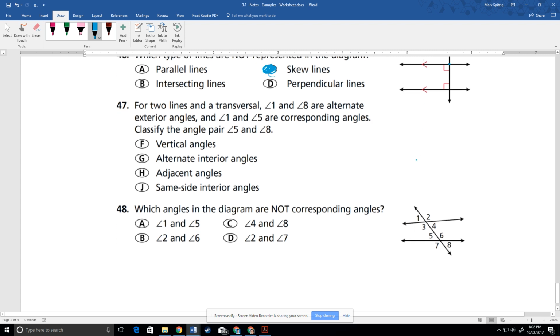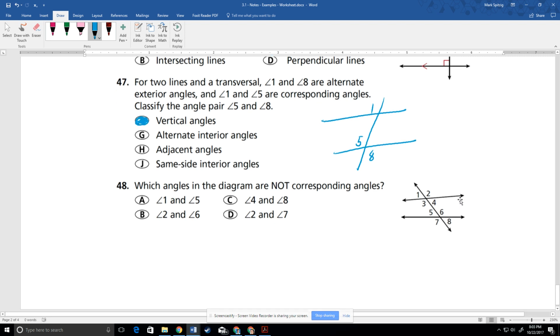All right, this one's a little tricky. This one we actually have to draw out. It says for 2 lines and a transversal, 1 and 8 are alternate exterior. So I'm going to draw 2 lines and a transversal. Angles 1, so I'll just put them here. They said they're alternate exterior, so I know I have to draw it on the exterior. And so 1 and 8 are alternate exterior. So if that's 1, then this has to be 8 because those are alternate exterior. 1 and 5 are corresponding, so that's my angle 1. And so 5 has corresponding, so it has to be here. Then it basically asks what 5 and 8 are. So hopefully we recognize, boom, 5 and 8 are vertical angles. And they're congruent because of the Vertical Angles Theorem, just for fun.